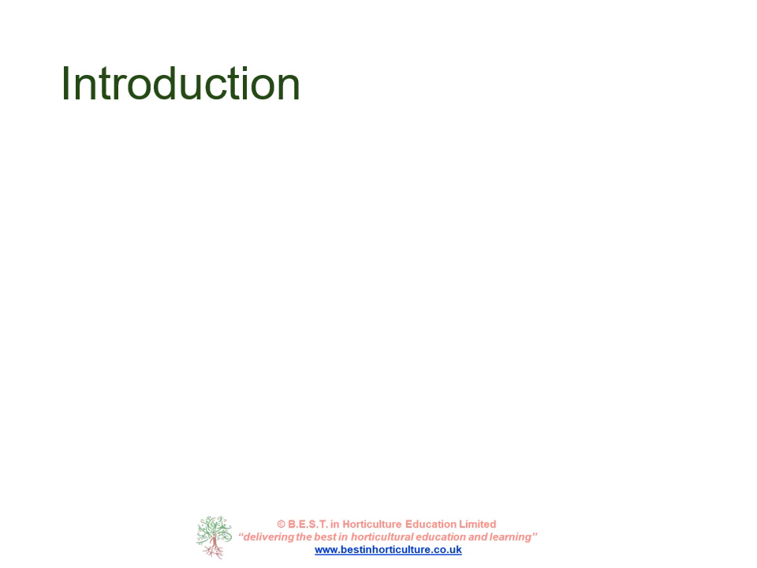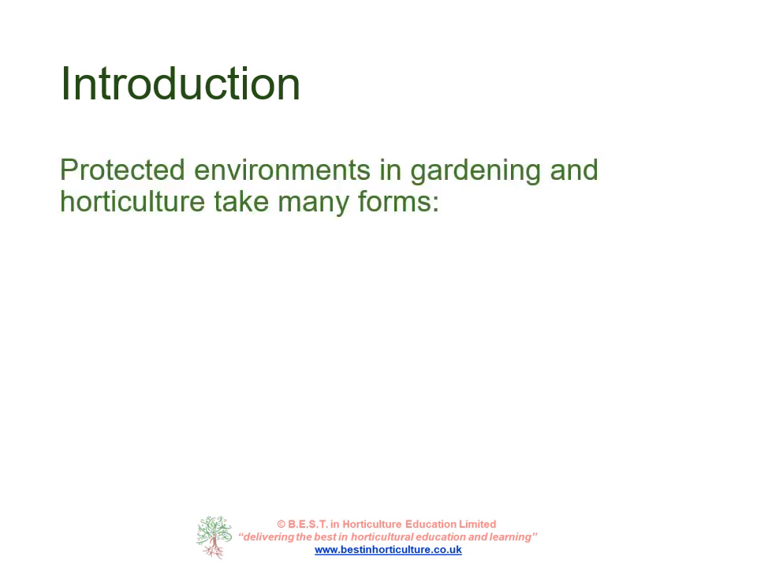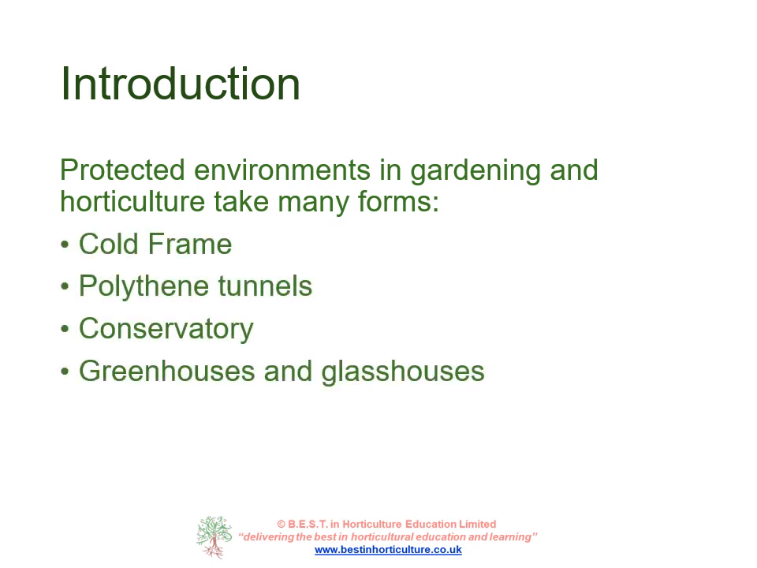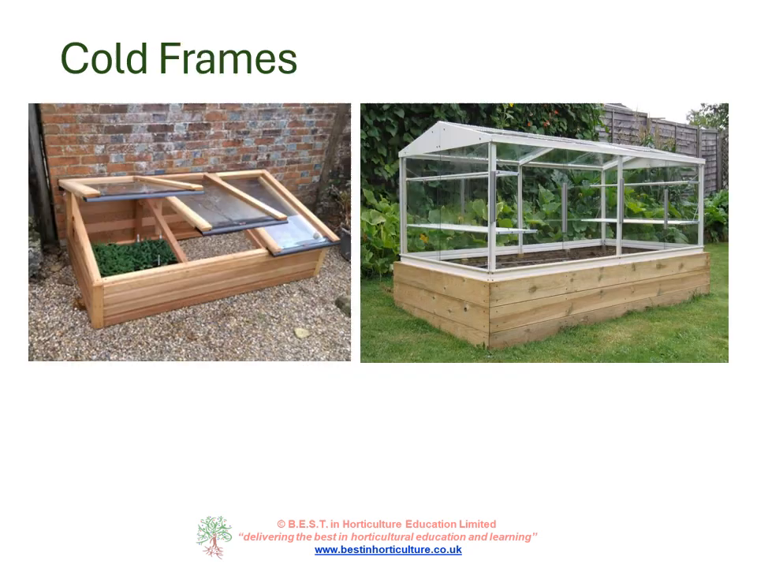So we'll start with looking at the range of protected environments, and in gardening and horticulture these can take many forms, as we've seen from the syllabus: cold frames, polythene tunnels, conservatories, greenhouses and glasshouses. So we'll next take a look at each of these and consider some of the essential points about them.